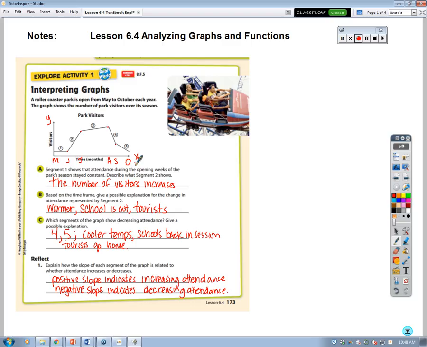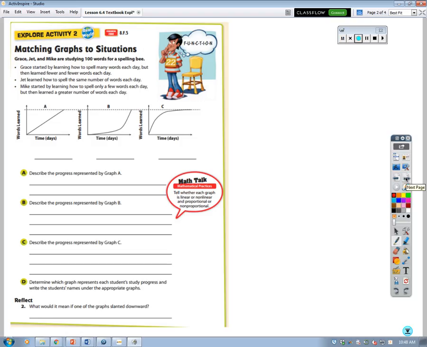So keep those things in mind as you're going through this. Let's take a look at the second graph that we've got. So this one is matching graphs to situations. And the situation here is that Grace, Jet, and Mike are studying 100 words for a spelling bee.